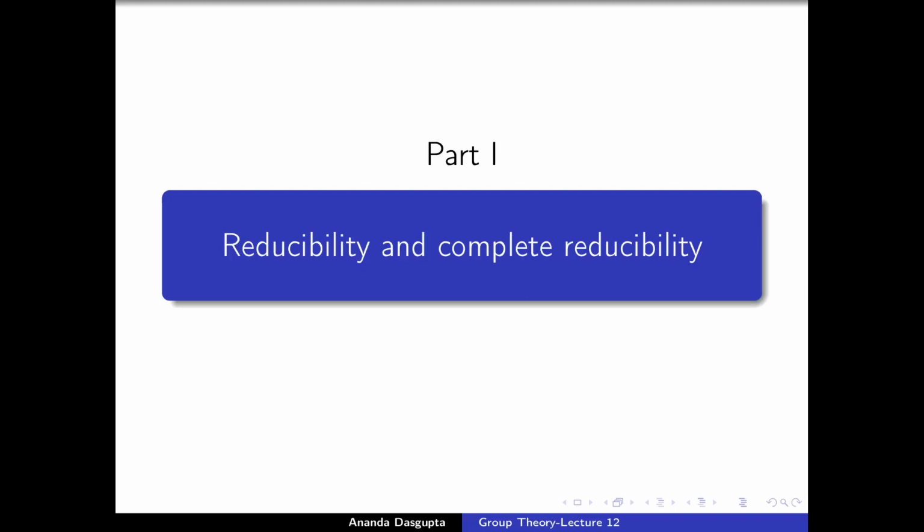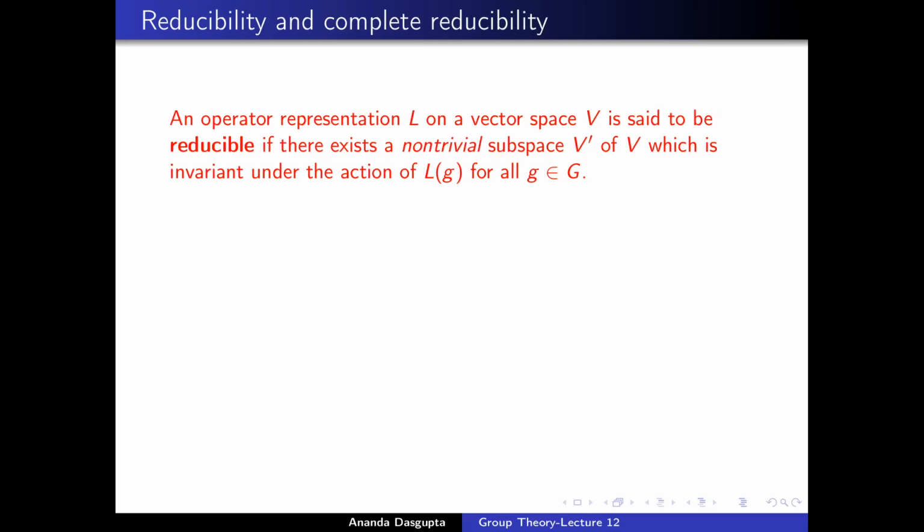But before we do that, let us recall exactly what these concepts of reducibility, plain reducibility and complete reducibility, really mean. Recall that at the level of linear representations, an operator representation L on a vector space V is said to be reducible if there exists a non-trivial subspace V prime of capital V, which is invariant under the action of L of g for all small g belonging to capital G. So for all elements of the group, the action of the corresponding linear operator on any vector in the space V prime will only yield a vector in the space V prime.